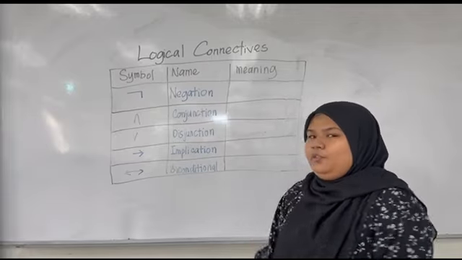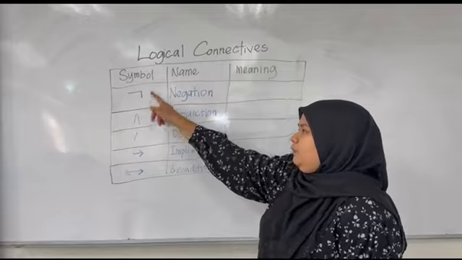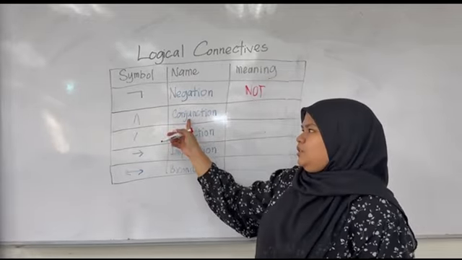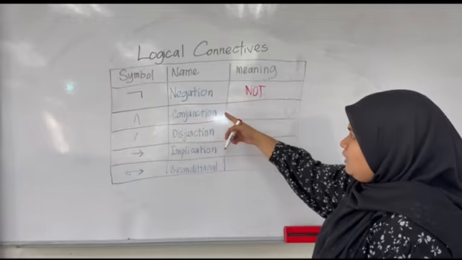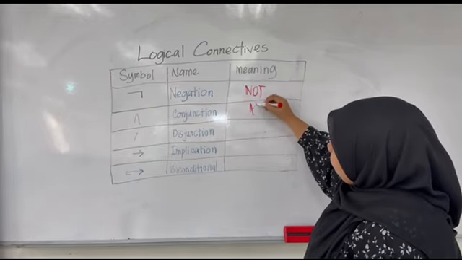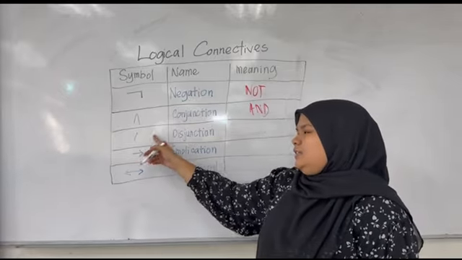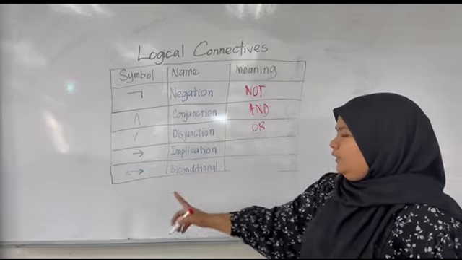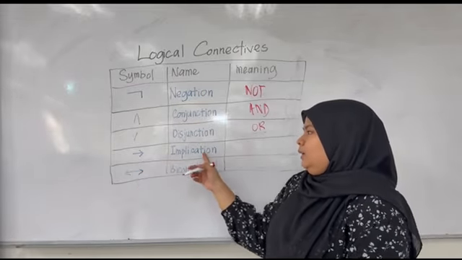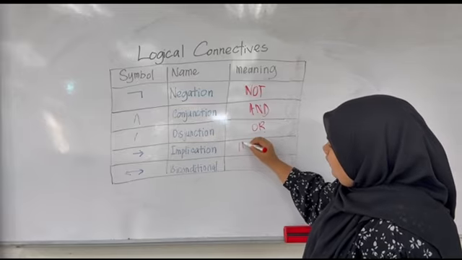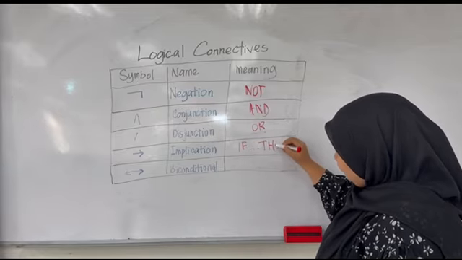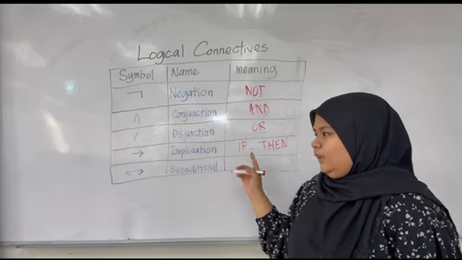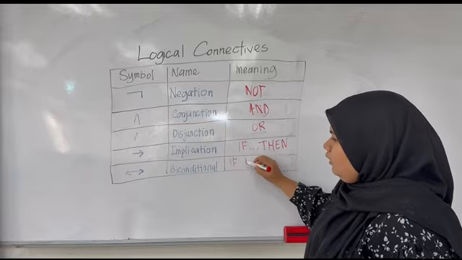For logical connectives, we have 5 symbols. First is negation. Negation means it's not. Next, we have conjunction. This is the symbol. For conjunction, the meaning is and. And this is disjunction. For disjunction, the meaning is or. And the second last one is implication. Implication is if, then. And the last one is biconditional. And this is for if and only if.